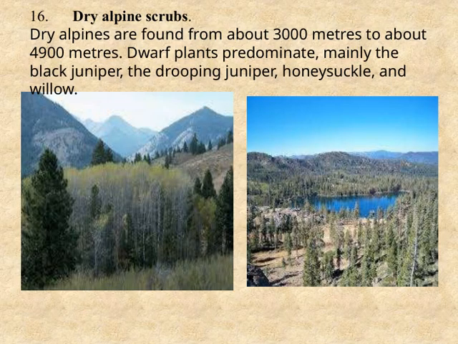Now, let's take a closer look at dry alpine scrubs. These are found at elevations roughly between 3,000 and 4,900 meters. In these harsh, high-altitude environments, you'll mostly find dwarf plants that have adapted to survive with limited water and extreme conditions. Key species include the black juniper and the drooping juniper, which are quite characteristic of this zone. Additionally, you'll notice plants like honeysuckle and willow, which have developed unique adaptations to thrive here.